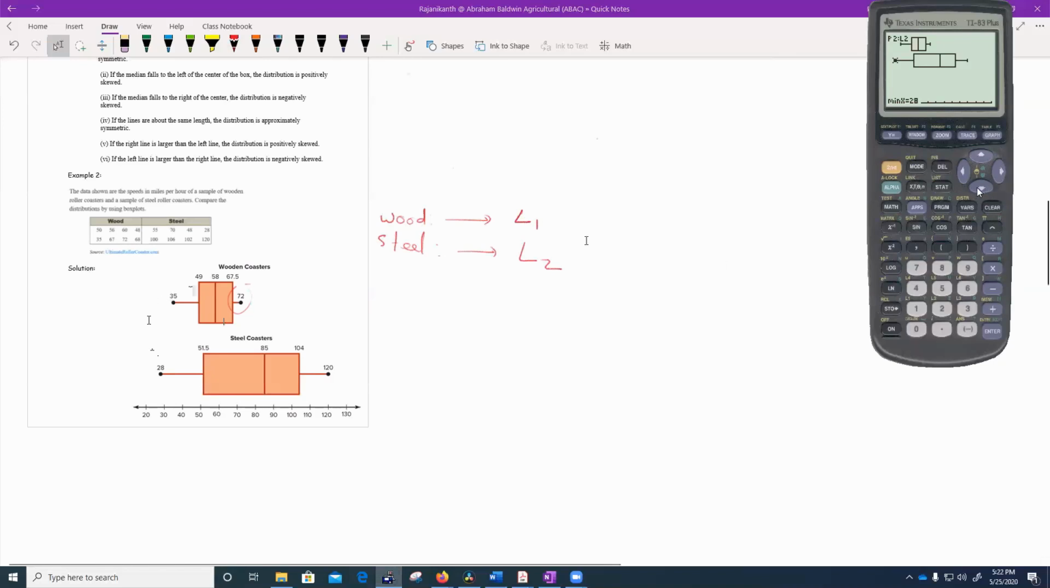Now look at the second picture. Yes, the minimum value for the second box plot is 28. Yes, I'm getting 28 here. The next one is 51.5. Yes, 85. Yes, 104 and 120. Perfect. So this is the way to draw multiple pictures. Okay? So you need to practice those things and make sure that you are comfortable with them.